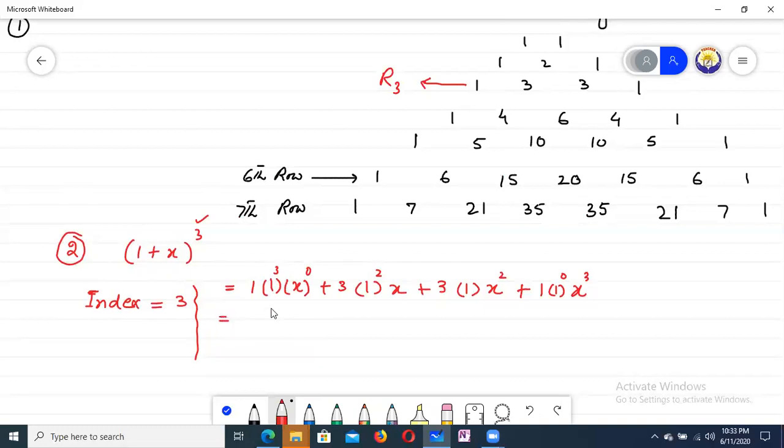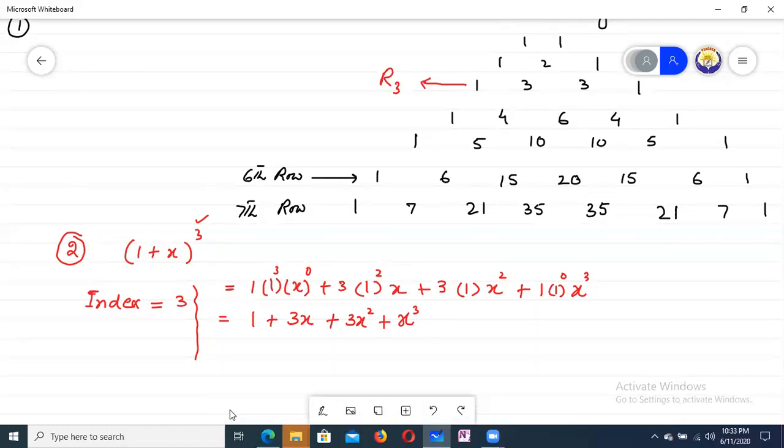Now we'll simplify. x raised to the power 0 is 1. This is also 1. Then the first term will be 1. The next term after simplification is 3x. Then after that 3x square, and the last term will be x cube. This is the expansion.